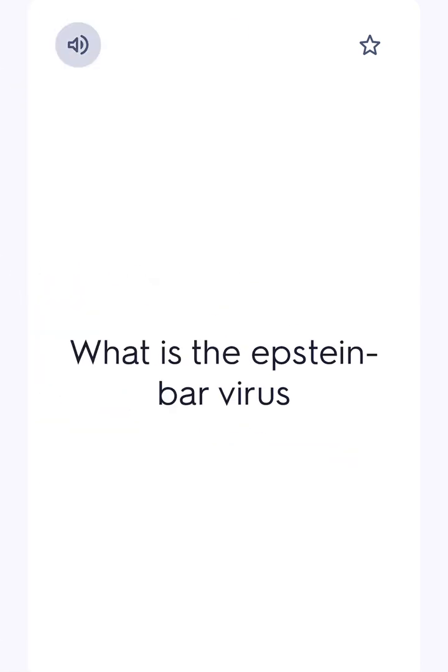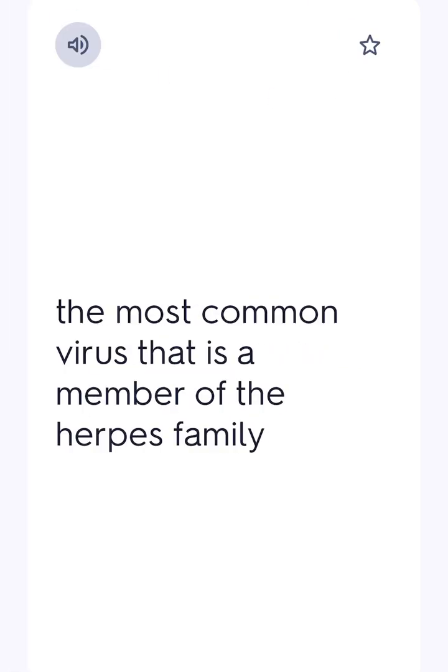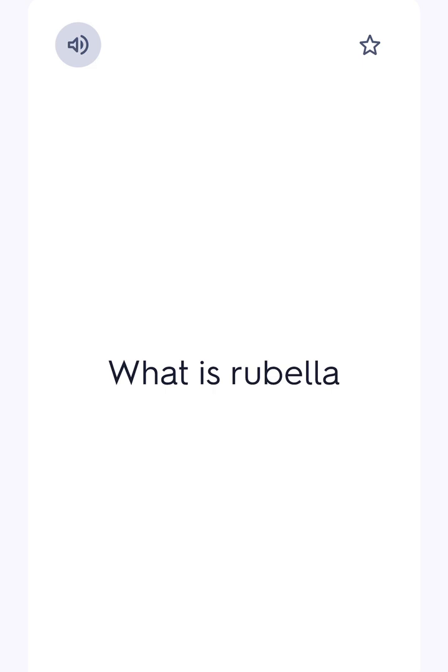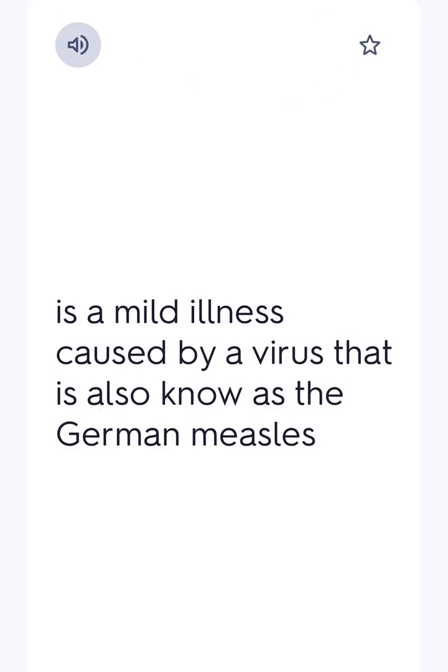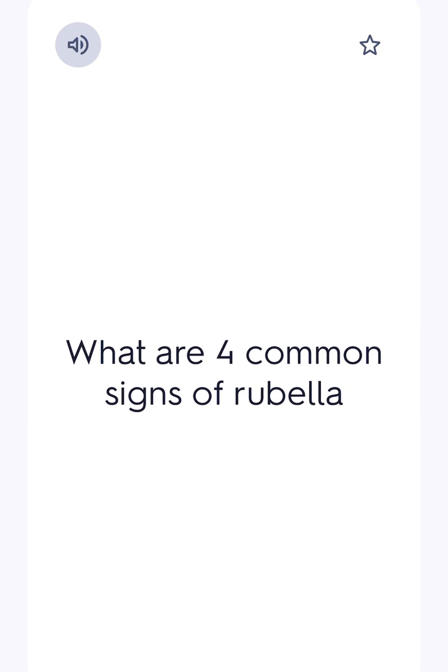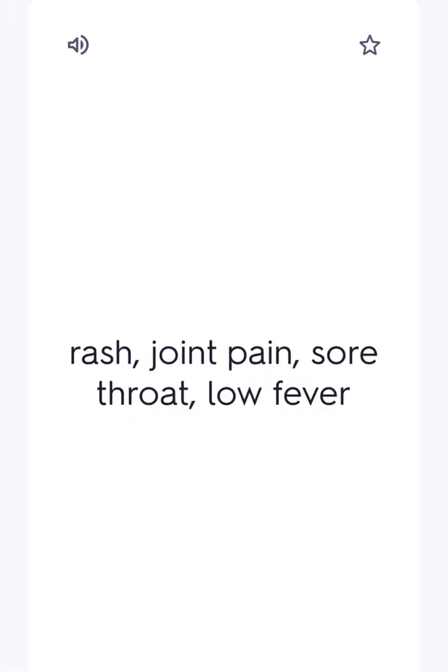What is the Epstein-Barr virus? The most common virus that is a member of the herpes family. What is rubella? A mild illness caused by a virus that is also known as the German measles. What are 4 common signs of rubella? Rash, joint pain, sore throat, low fever.